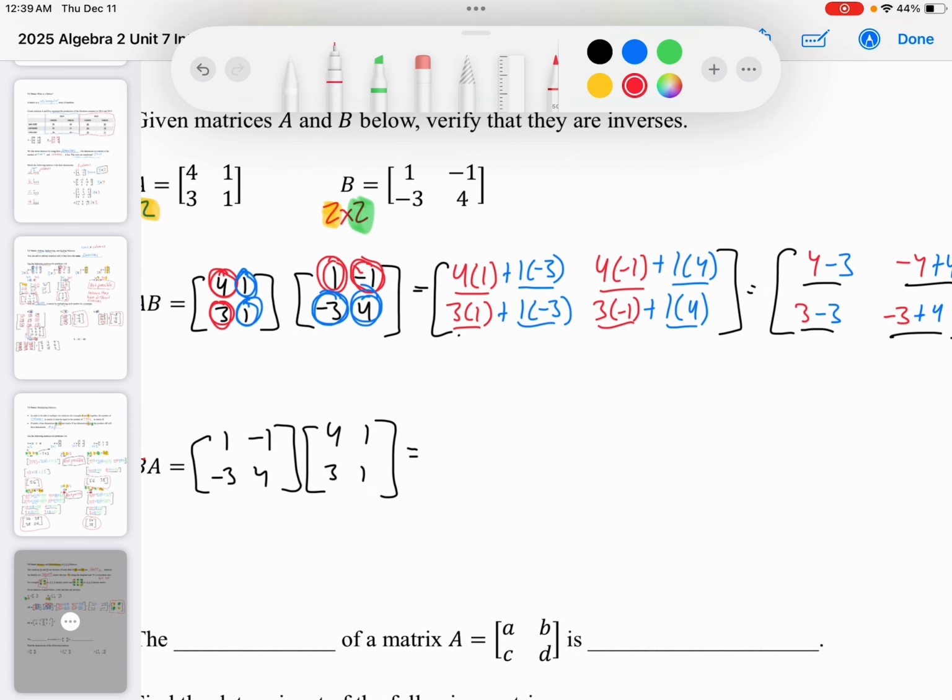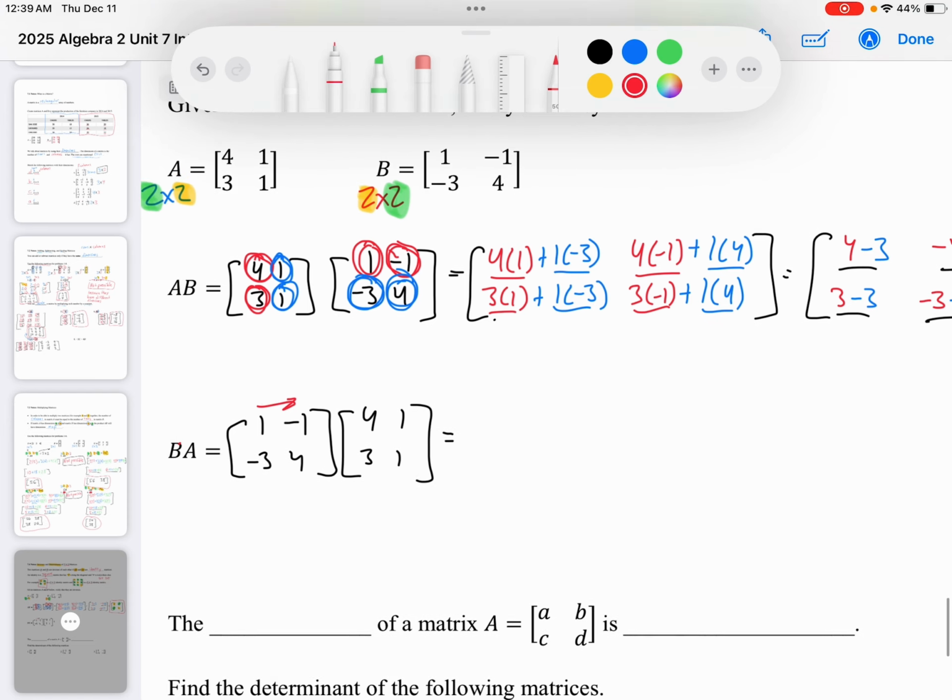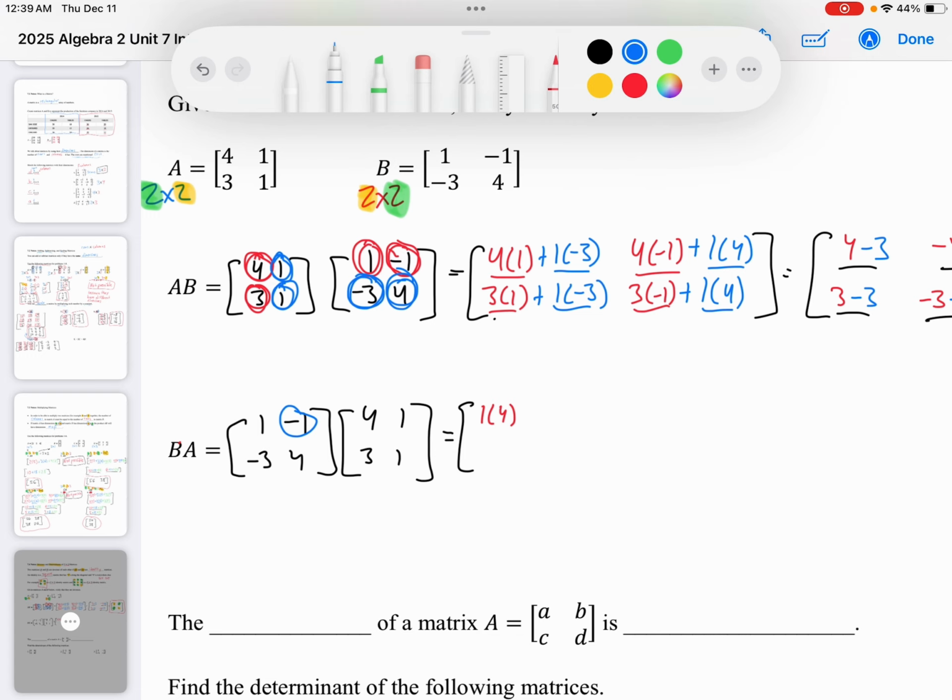So we are going to be starting by doing the first row from matrix B times the first column of matrix A. So this is going to look like the 1 times 4 here. The 1 from B times the 4 from A. Then I would take this negative 1 from B times the 3 from A. So this would be plus negative 1 times 3.